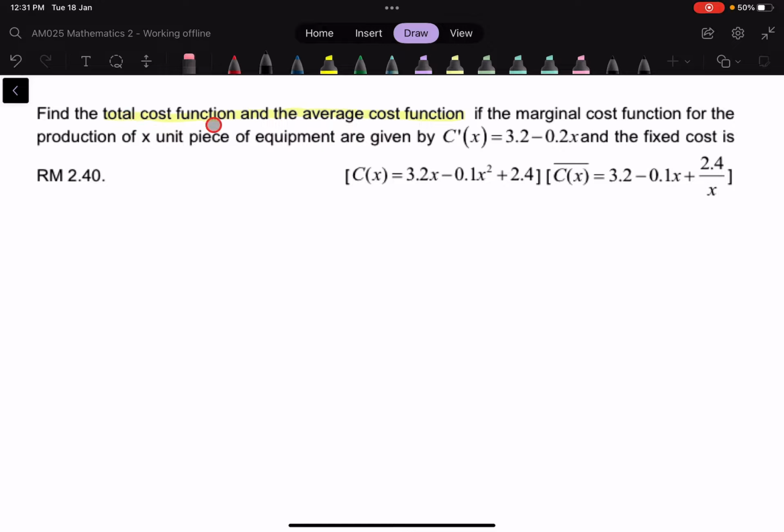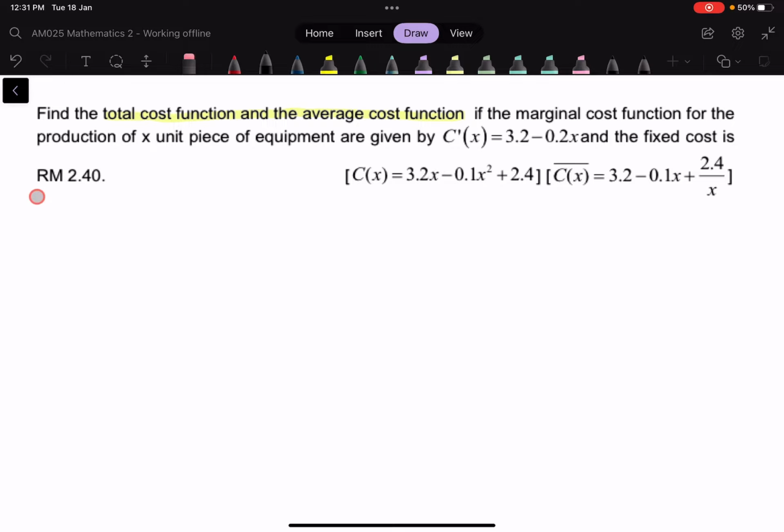Find the total cost function and the average cost function if the marginal cost function for the production of x unit piece of equipment is given by 3.2 minus 0.2x, and the fixed cost is 2 ringgit and 40 cent.